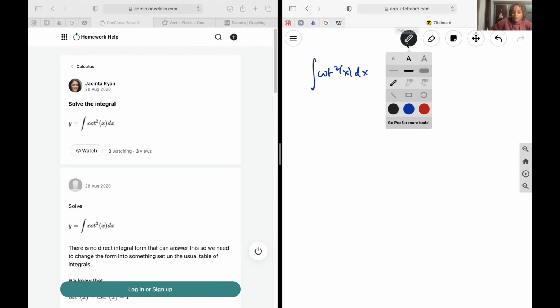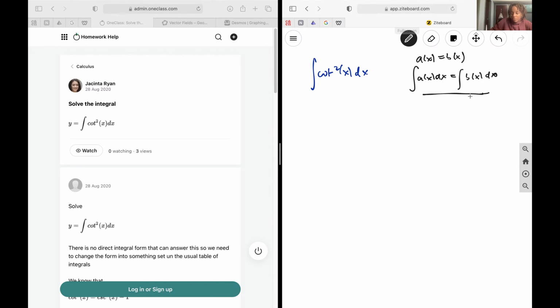And so the first rule that we will be using is that if a of x is equal to b of x, then the integral of a(x) dx is equal to the integral of b(x) dx. This is the first rule that we're using. And then we need to find what cotangent squared is equal to. And we find that cotangent squared x is the same thing as cosecant squared x minus 1. And so we have made it easier.